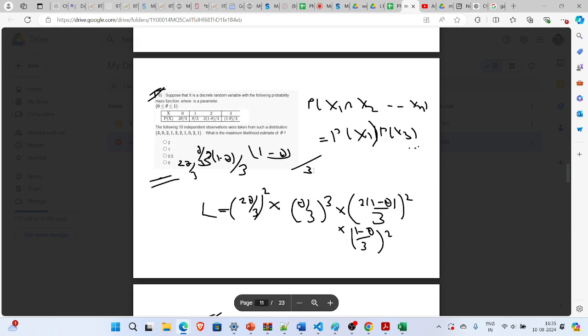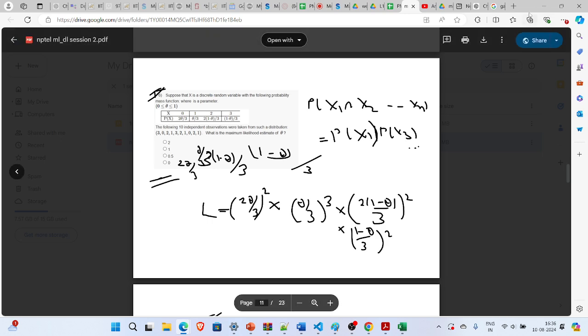As you see, x is a discrete probability mass function. There are 10 observations. These are the observations, and we need to find the maximum likelihood estimate. So what is the maximum likelihood estimate? It is the product of the probability of occurrence of every sample.